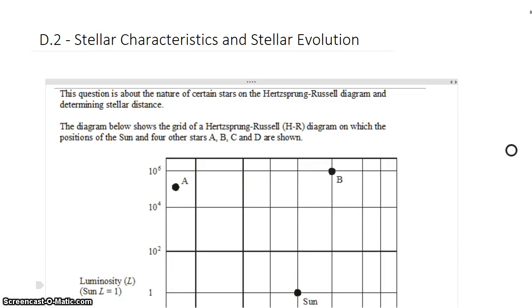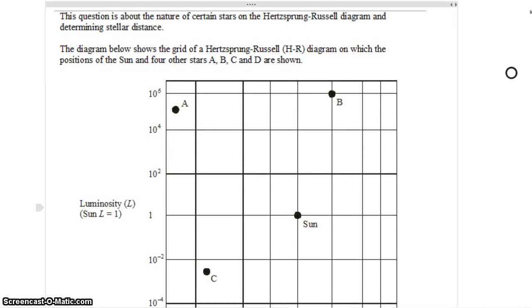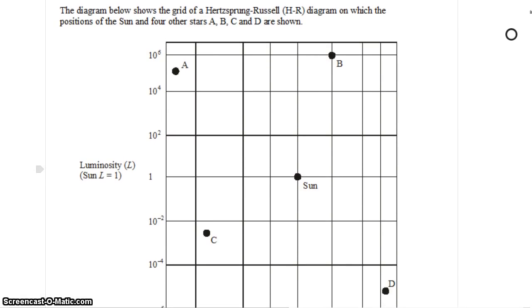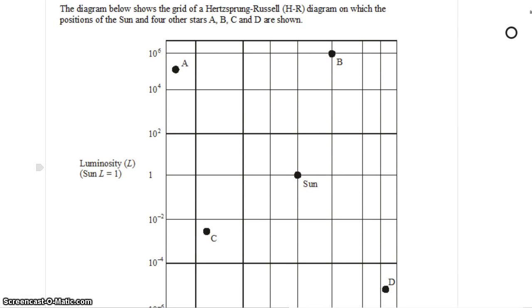All right, David Kahn here with another IB question on stellar characteristics and stellar evolution, and the Hertzsprung-Russell diagram. This question is about the nature of stars, and we have the Hertzsprung-Russell diagram. On the diagram, there are 4 stars, A, B, C, and D, as well as our Sun.